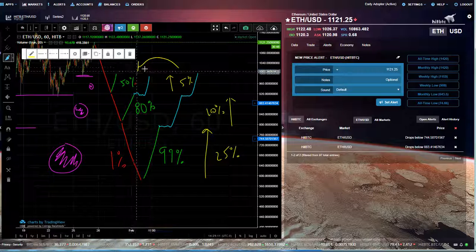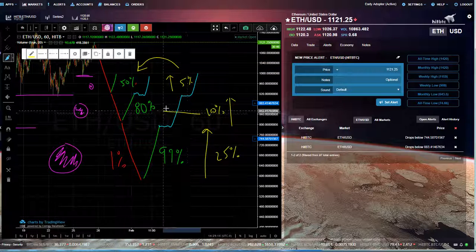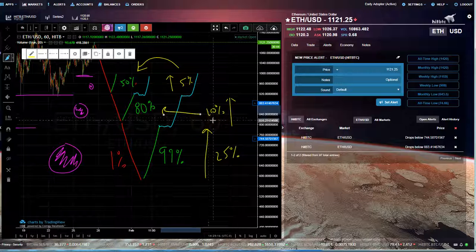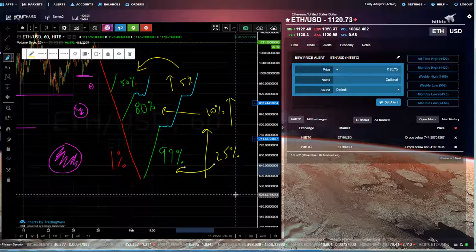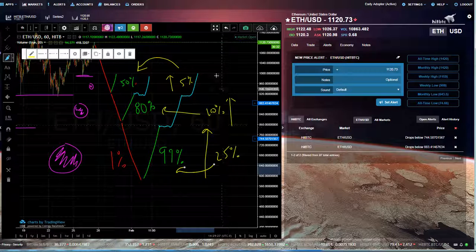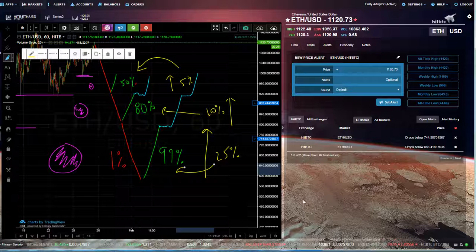50% chance of success for 5%. 80% chance of success for 10%. And 99% chance for 25%. How could you lose money? How could you lose money trading stocks? I don't know. It's just a mystery to me.